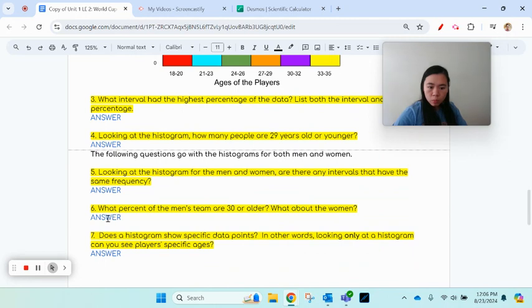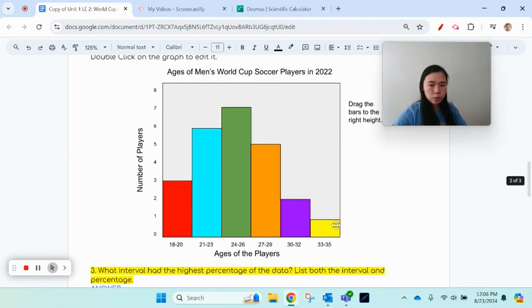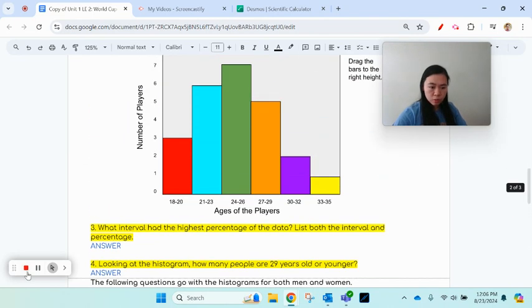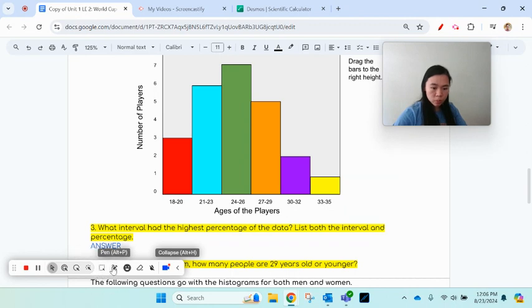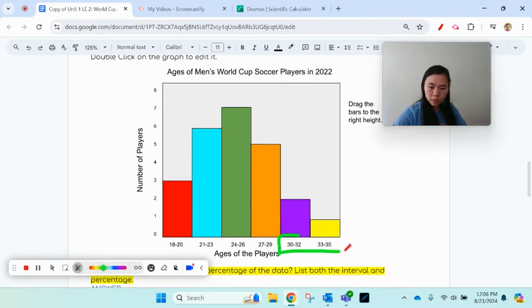Okay. What percent of the men's team are 30 or older? What about the women? Okay, so finding our percentage, you're going to use your Desmos calculator. This time 30 years or older. So men's is first. So 30 or older. What 2 bars will that be? These 2. This is 2 right here. And this one's only 1. So 3. Put this in the calculator. 3 out of our men's team had 24 players times 100. That will be your percentage of players on the men's team who are 30 years old or older.